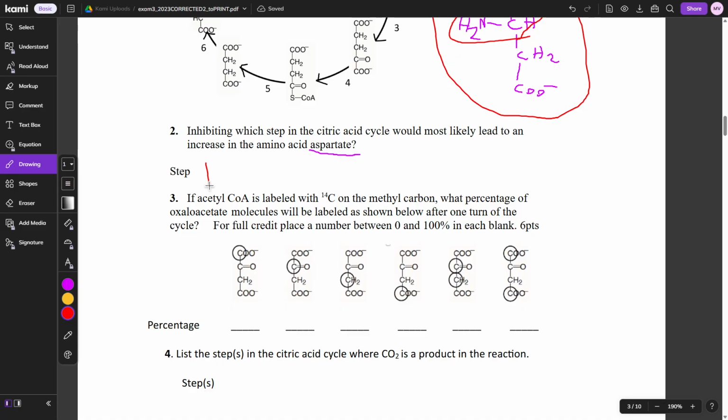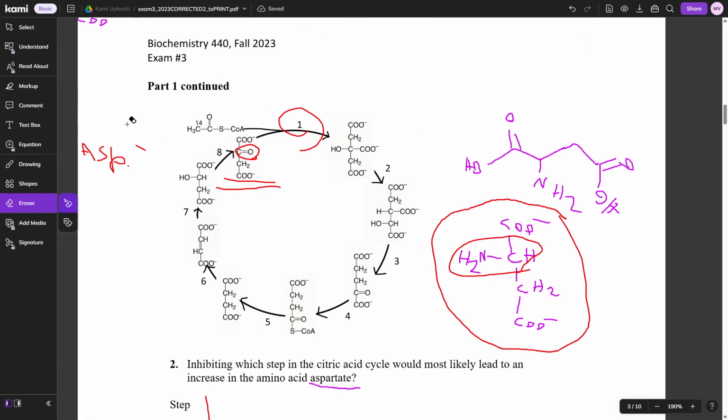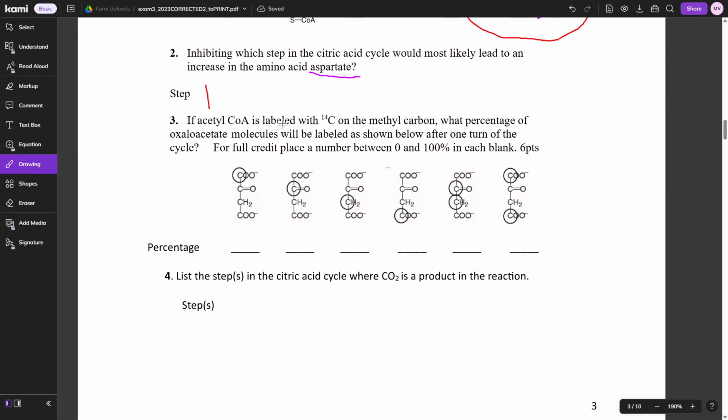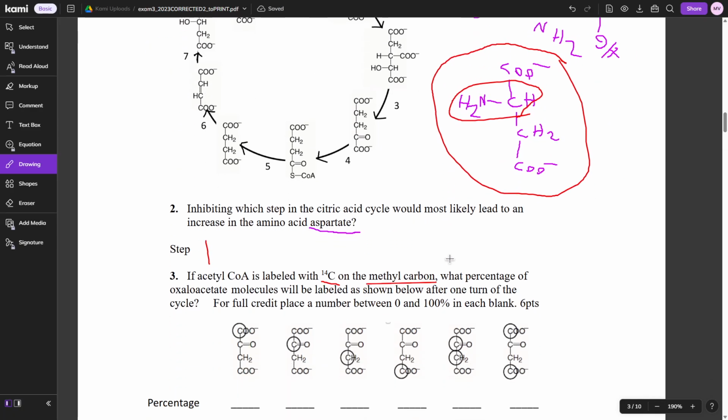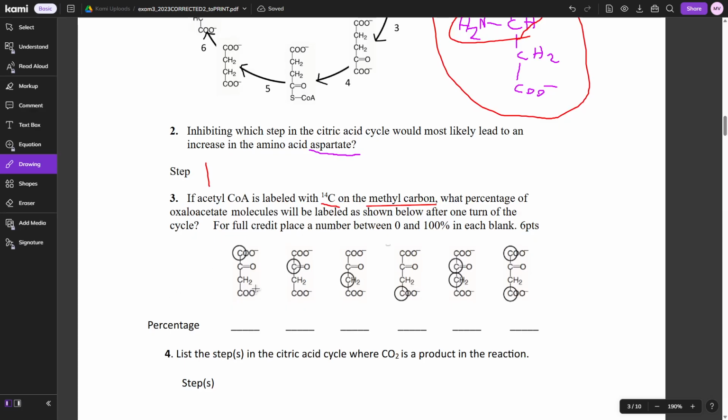This next one, though, they can totally test you on. So this is just a classic carbon tracking question, and these are very reasonable. So if you know how carbon tracking works, right? So if we have acetyl-CoA labeled with C14 on the methyl carbon. So the methyl carbon of acetyl-CoA is this one, and they've nicely labeled it for you. What percentage of oxaloacetate molecules will be labeled as shown? So you have to put like 0, 50, 25, whatever, right? I'll just say it right now.